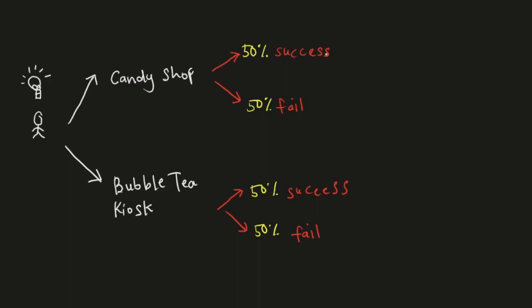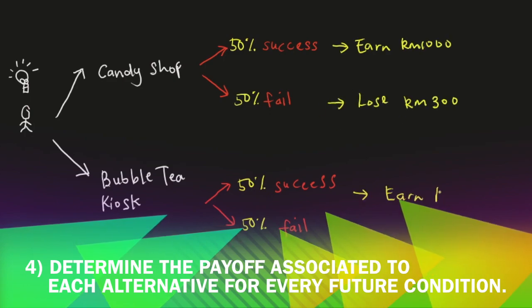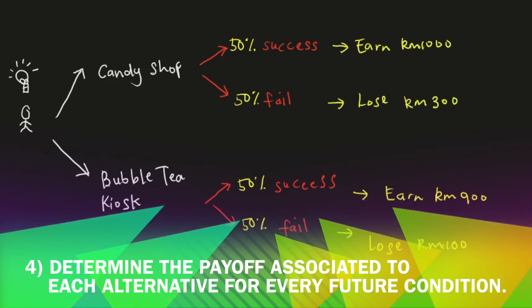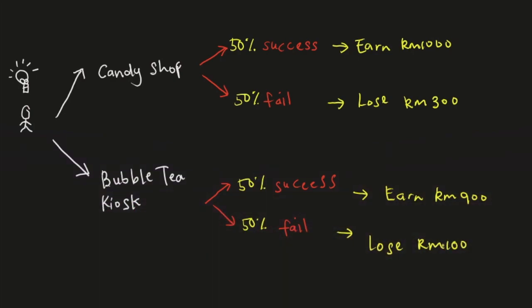Okay, the 4th step is you have to determine the payoff associated with each alternative for every future condition. So let's say if the candy shop succeeds, what is the earning? Or if it fails, what is the amount that you lose? So again, it plays around with numerical values. It plays around with numbers. That's why we call it quantitative analysis.